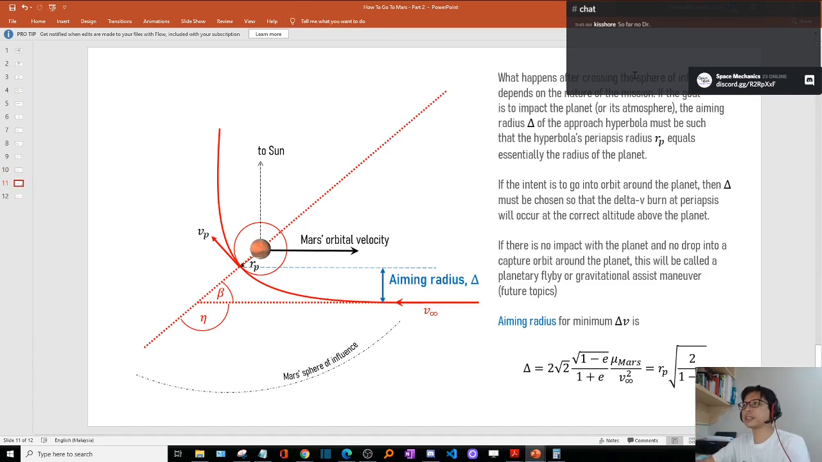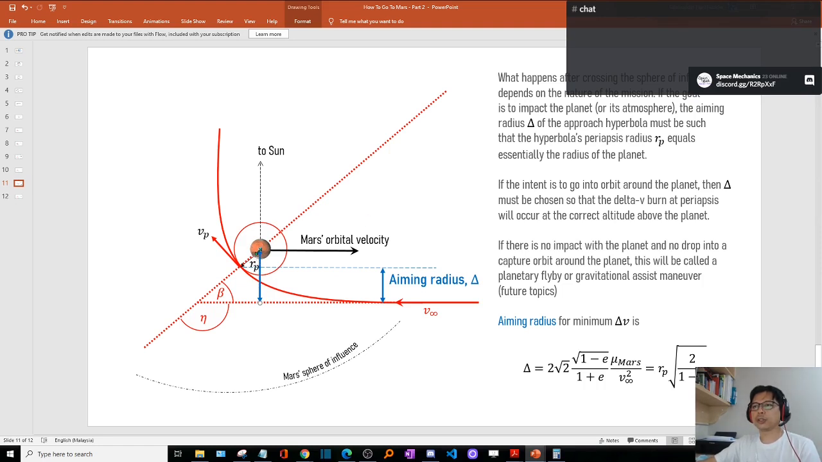Now, what happens after crossing the sphere of influence? If you're coming in here, you got 3 options. If the goal is to hit the planet, then the aiming radius must be really small. No, sorry, really big. If you want to hit the planet, then your aiming radius here must be, if you want to hit the center of the planet, there you go. That's your aiming radius.